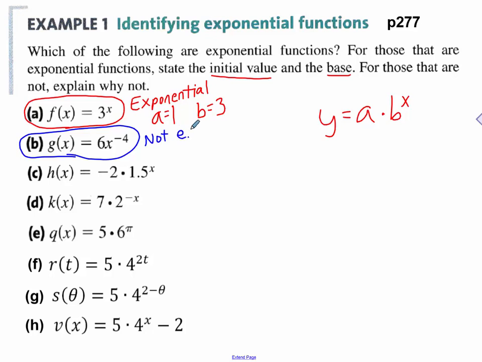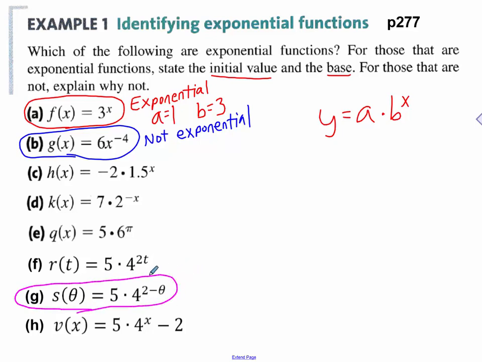And since it is not exponential, I don't need to answer that question about the initial value and the base, because those questions don't apply. I hope you can look at some of the other ones here and see how this goes. I'm going to jump ahead to G, which is definitely a trickier one. So that's the one that we would spend some time on in class.